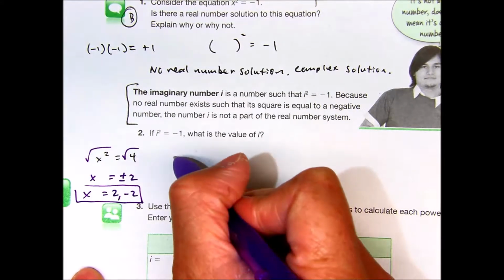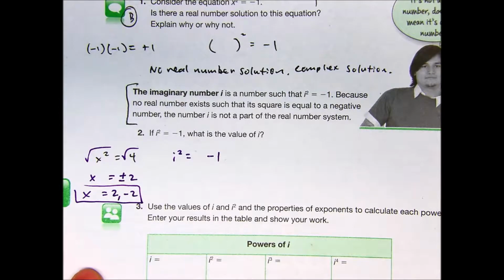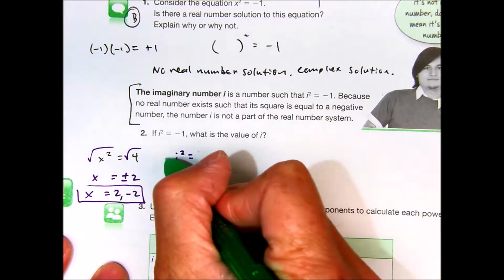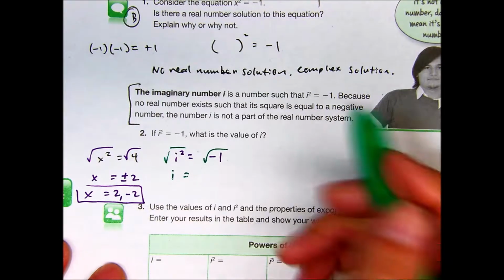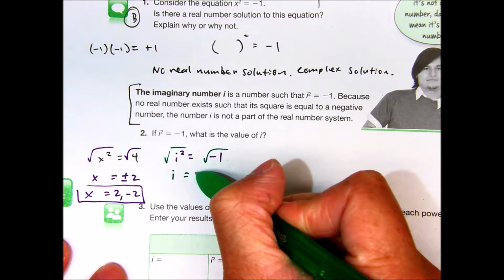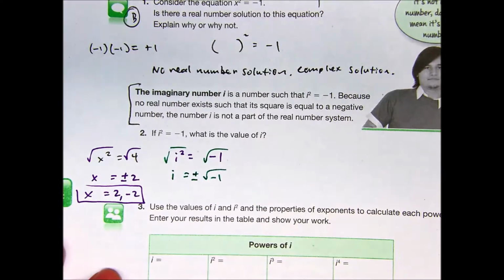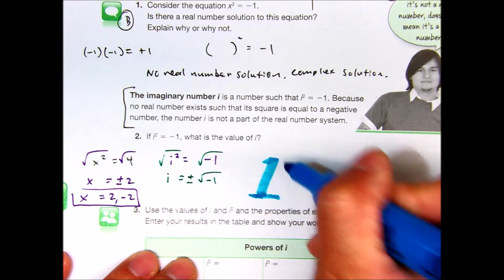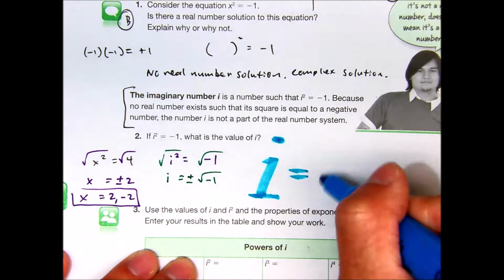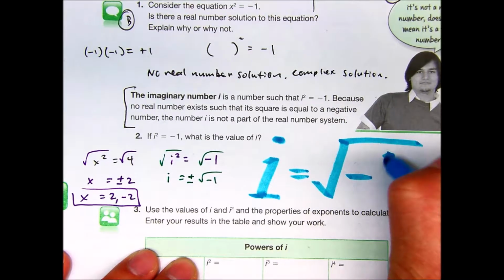So in this problem, I have i squared equals negative 1. Class, how do you get rid of the power of 2? So we take the square root of both sides. i is equal to? That would be plus or minus the square root of negative 1, or to make it super simple, i is equal to, write it really big, that's why I'm writing in color here, the square root of negative 1.